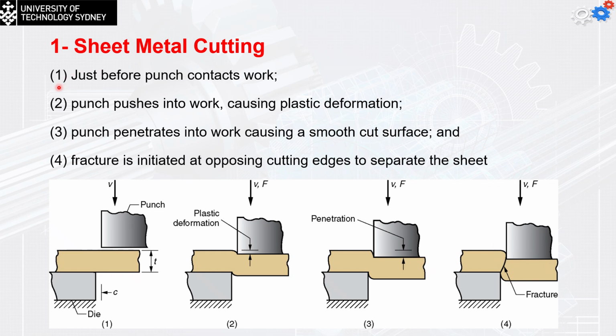So figure 1 is just before the punch contacts the work. The second one is the punch pushes into the work, causing the plastic deformation. The third one is the punch penetrates into the work, causing a smooth cut surface. And finally, figure 4 is a fracture that is initiated at the opposite cutting edges to separate the sheet.